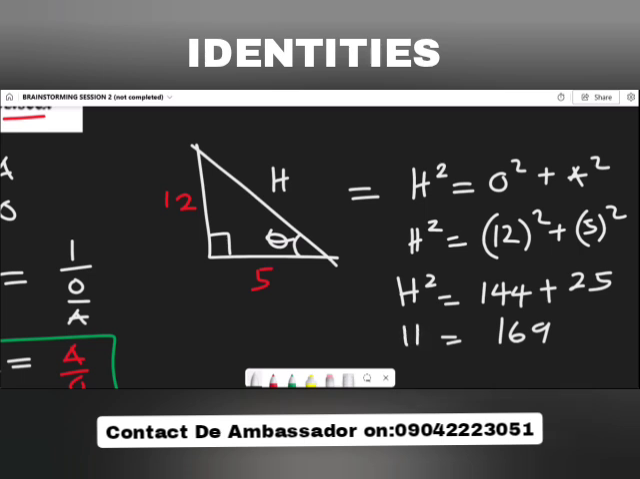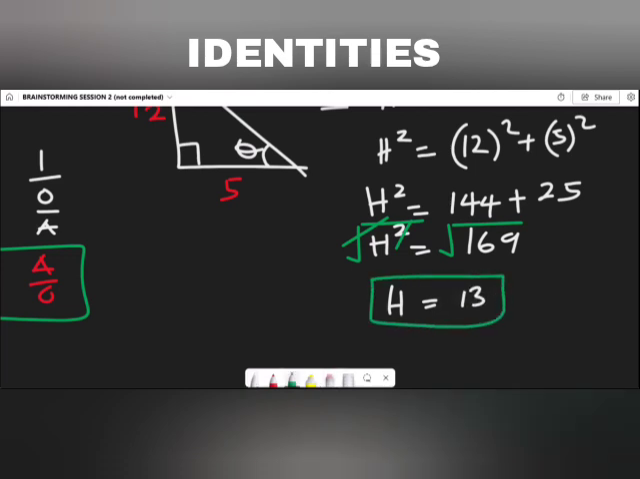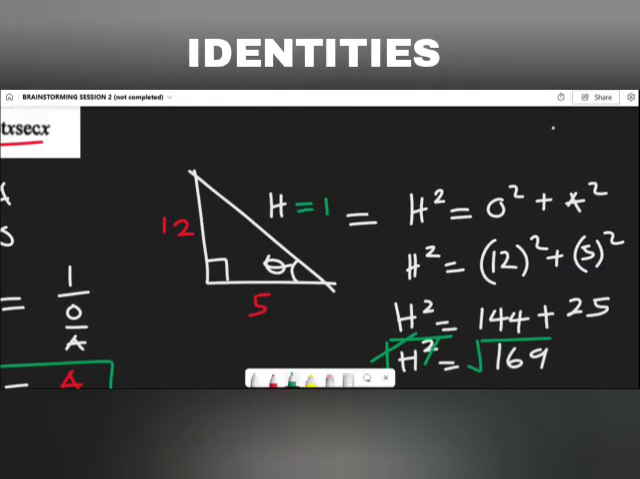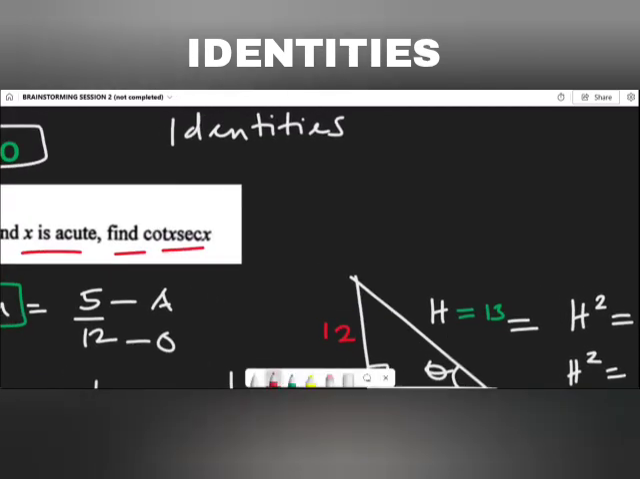Recall that we are finding the value of our h. So what I need to do is to square root both sides. Square root cancels out square, then my h is going to be 13. That's the value of my h. So now that I know the value of my h, which is 13, the question is to find the value of cos x sec x.